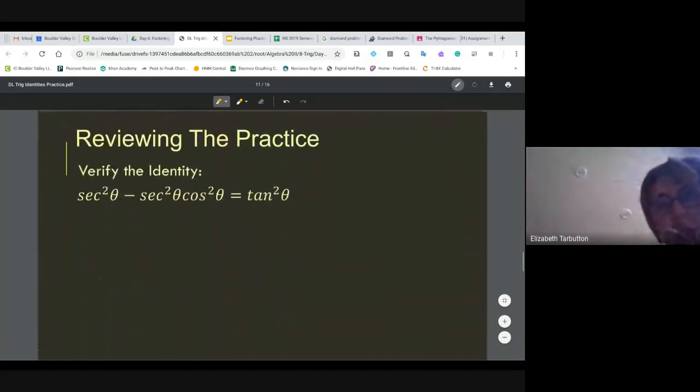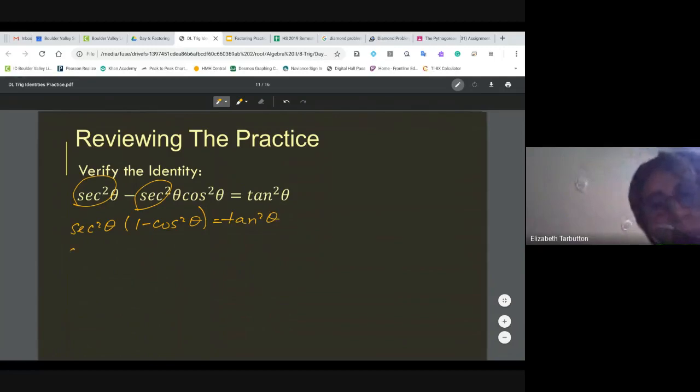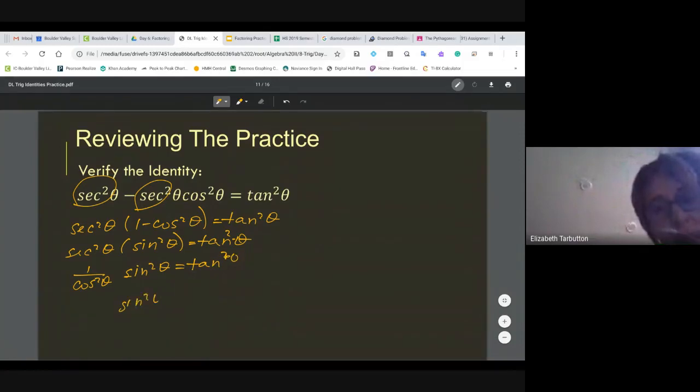All right, so then this next one, I can see that secant squared theta is a common factor right away. So I'm going to pull the secant squared theta out, and I get 1 minus cosine squared theta. And I know that 1 minus cosine squared theta is equal to sine squared theta from that little trick I did on the last slide. I know that secant squared theta is 1 over cosine squared theta, so I'm going to substitute that in. And if I multiply, I get sine squared theta over cosine squared theta.